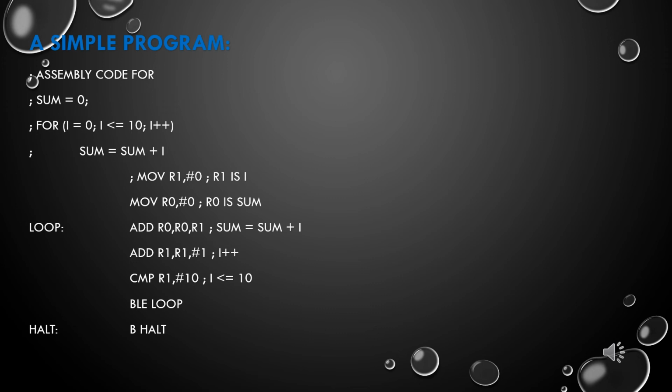The first step in the assembly is, let's assume R1 is i and R0 is the sum. So we initialize their values to 0 each, and then we open the loop. In the loop, we add R0 and R1 to give the new R0, which is the new sum, and we add 1 to i to give an incrementation to i, and then we compare R1 with 10. If R1 is less than 10, we go into the BLE loop as it satisfies the condition, and if it's greater than 10, we halt the program and the program stops.